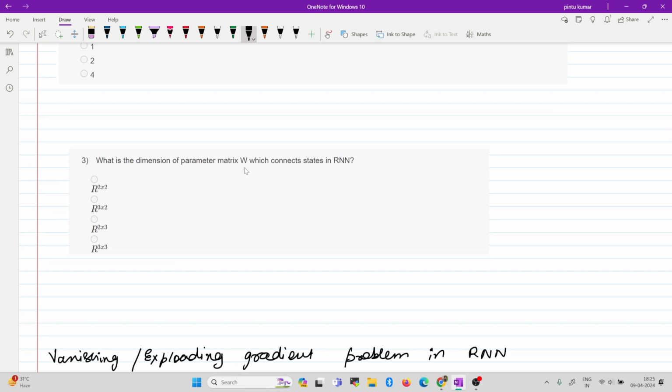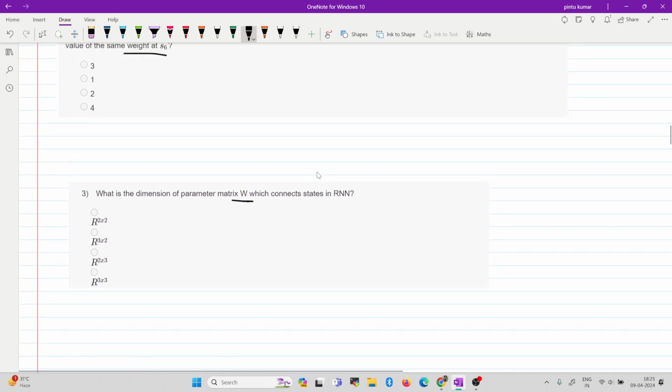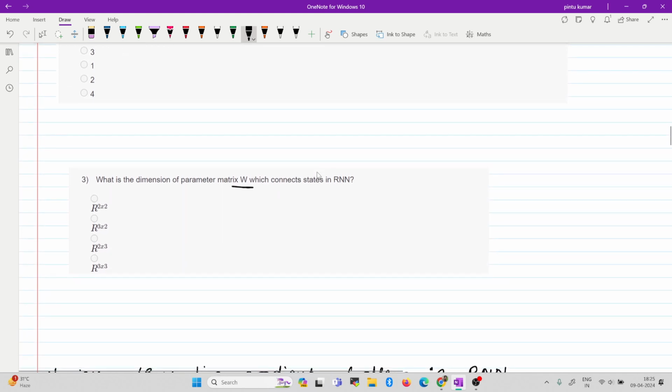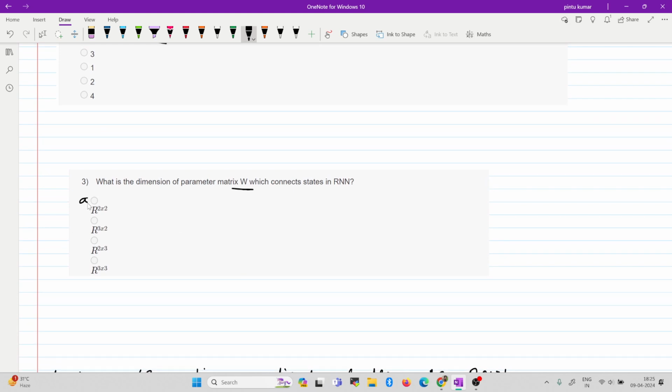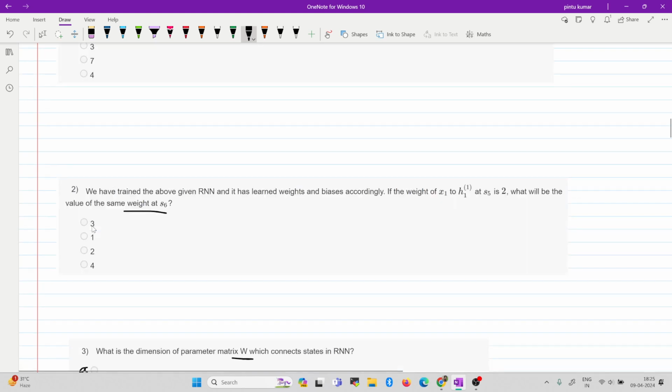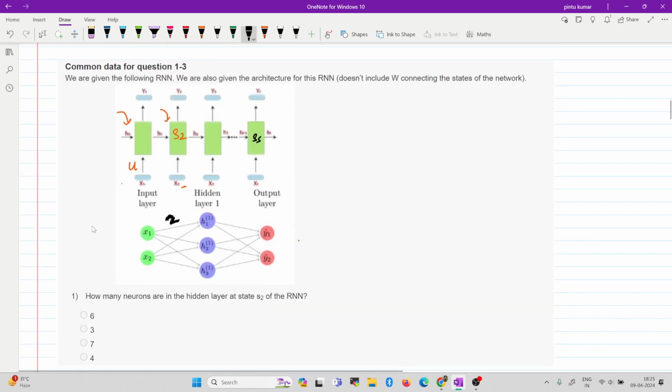Okay, so this is the third question. What is the dimension of matrix W? Can you please answer this question? Let's say the options are A, B, C, D. Okay, so I'll again come back to this figure.